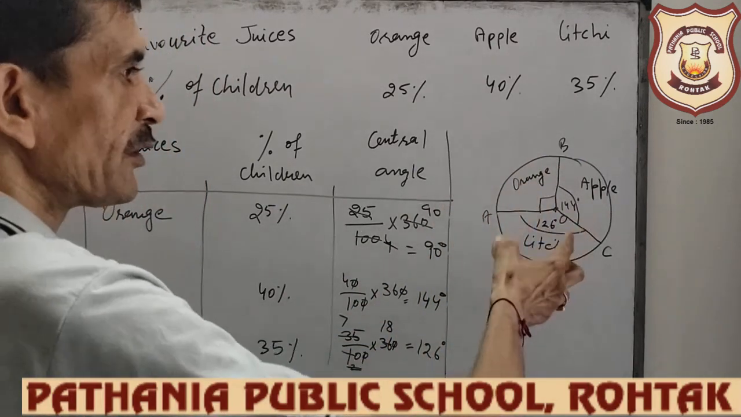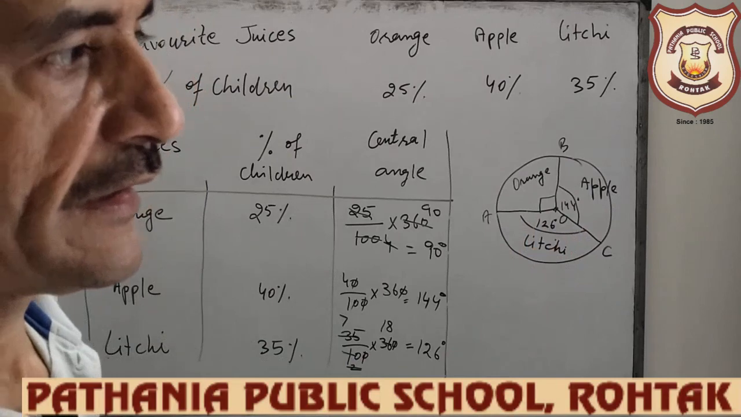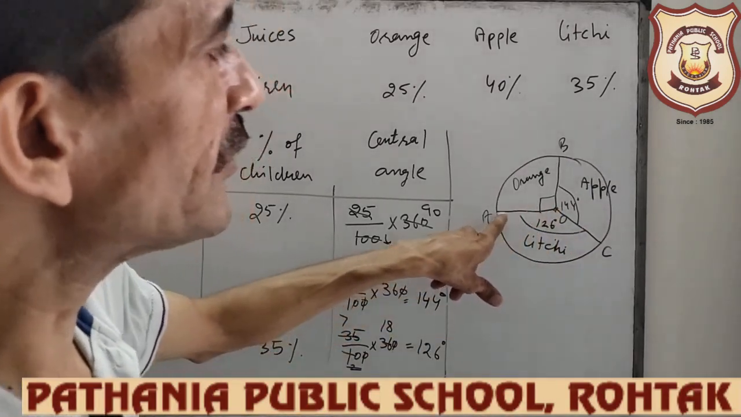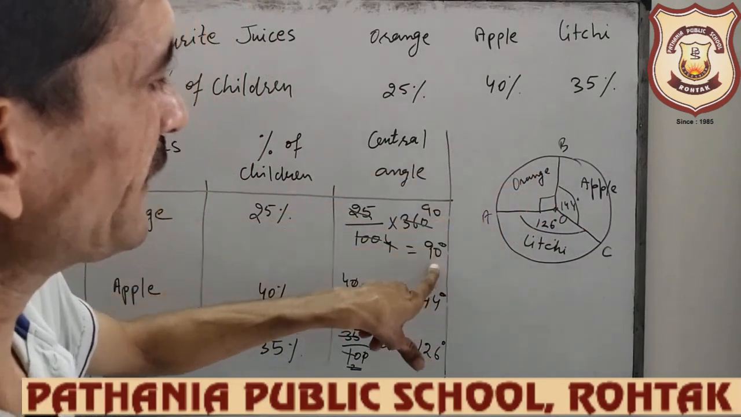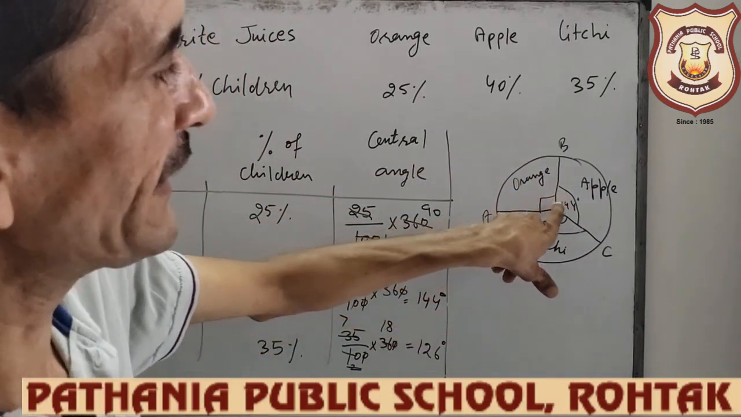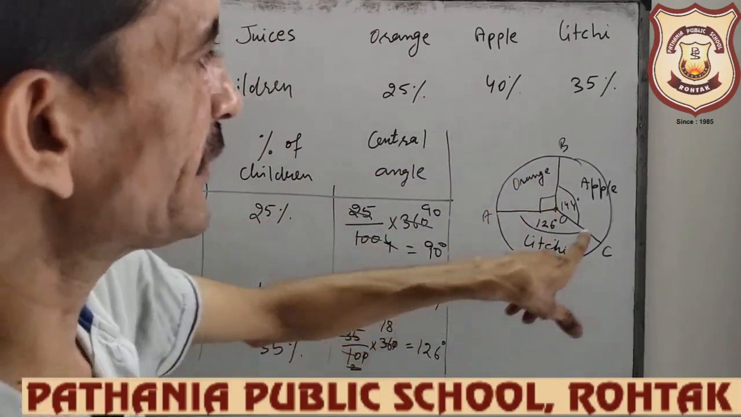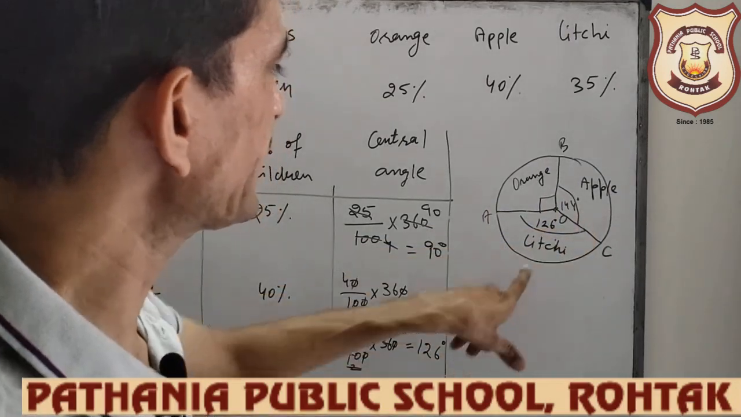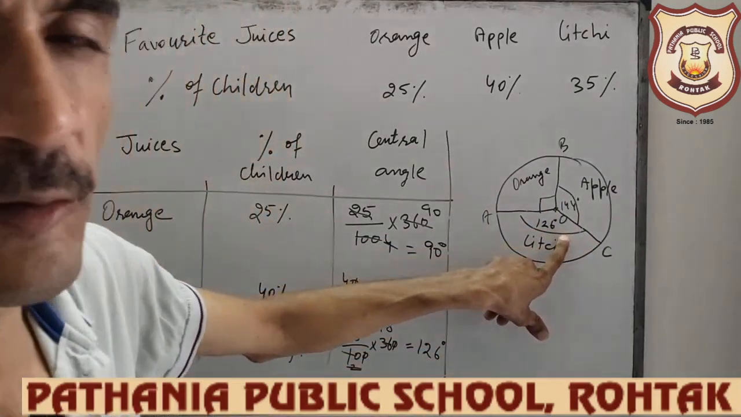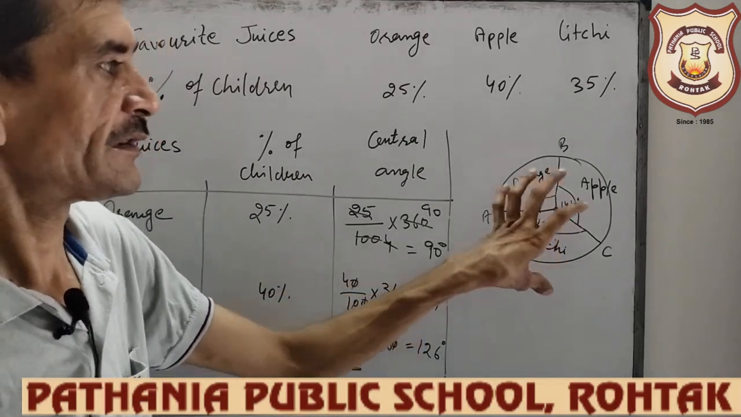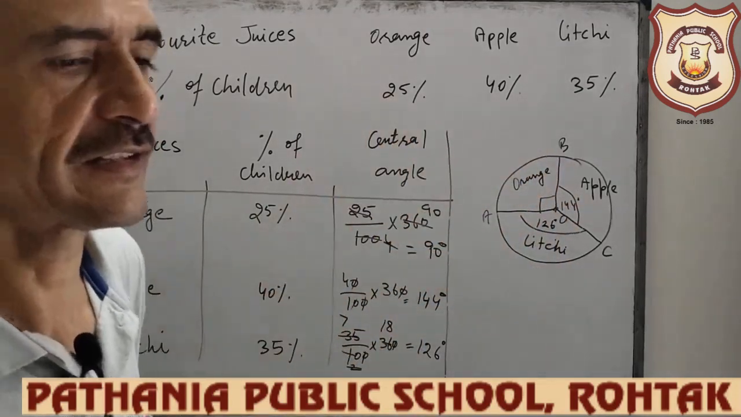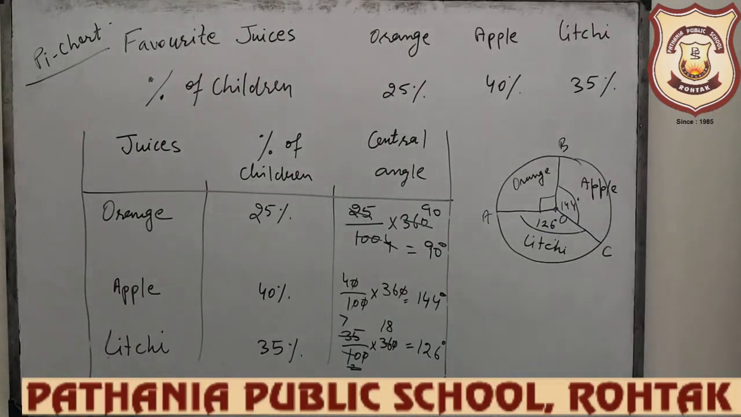Now draw a circle of any radius and draw one radius also. Now make the first angle at this line. First angle is what? 90 degrees. So make 90 here. Then next angle is 144. Then next angle is 126. And you can draw all these angles by using D. So this is the complete pie chart or circle graph also.